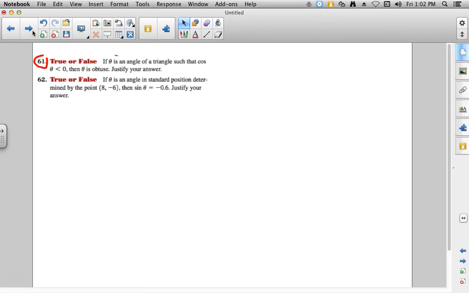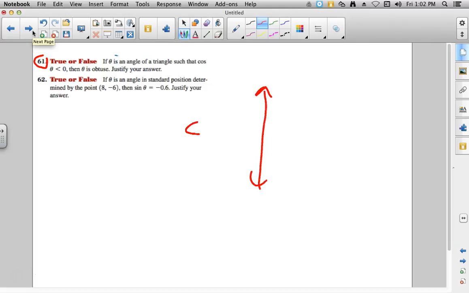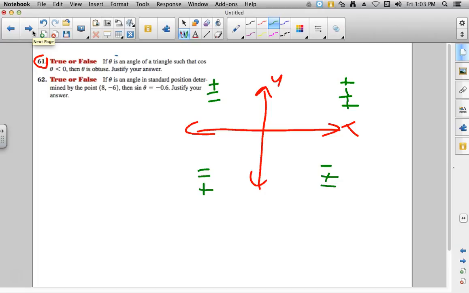If theta is an angle of a triangle such that the cosine of theta is less than 0, all right? So I'm thinking about my Cartesian coordinate plane and the signs, so that I can see where cosine would be less than 0. And cosine being less than 0 would be in quadrant 2 or quadrant 3. And it says if theta is an angle of a triangle such that the cosine of theta is less than 0, then theta is obtuse.